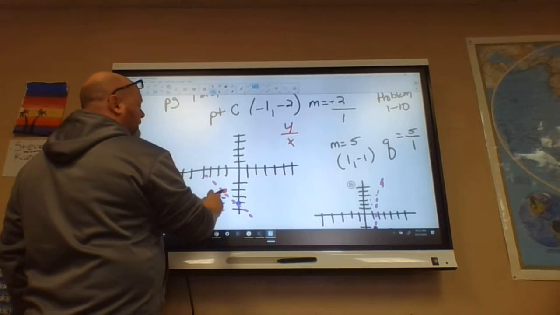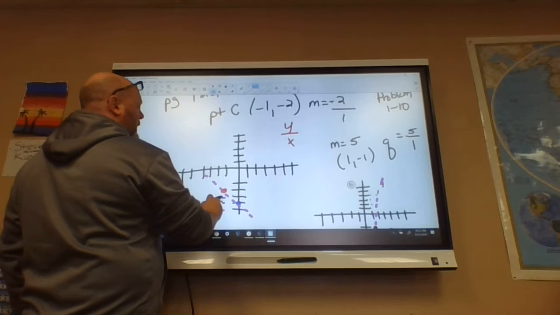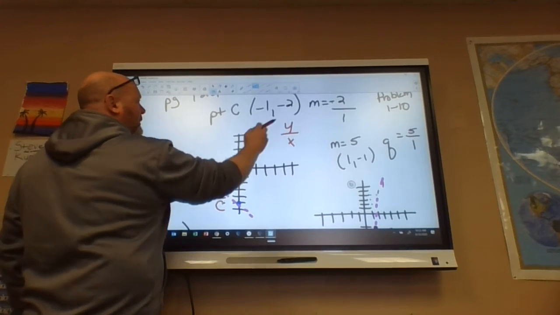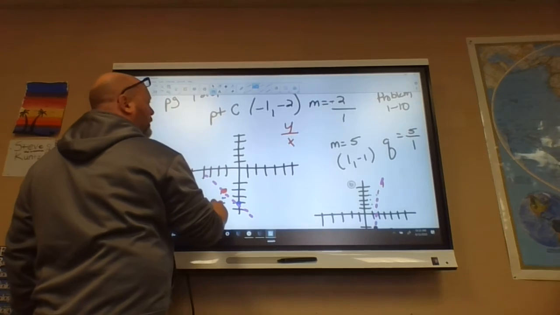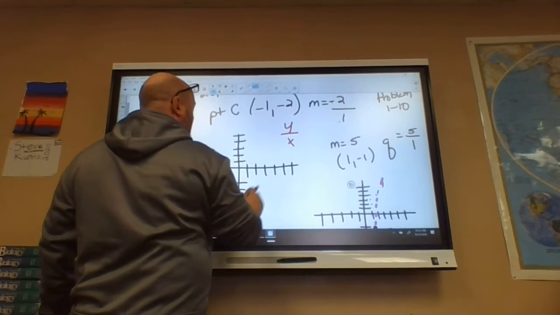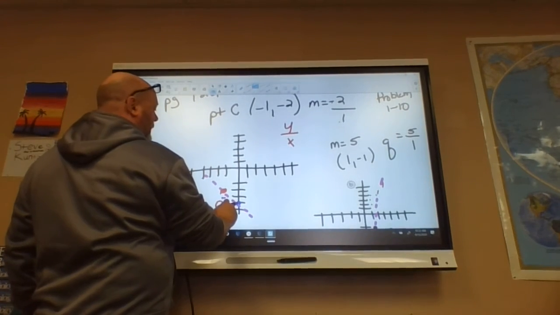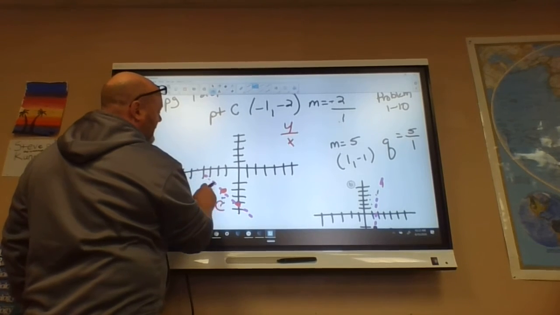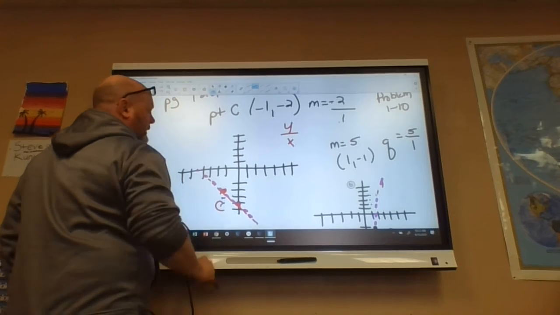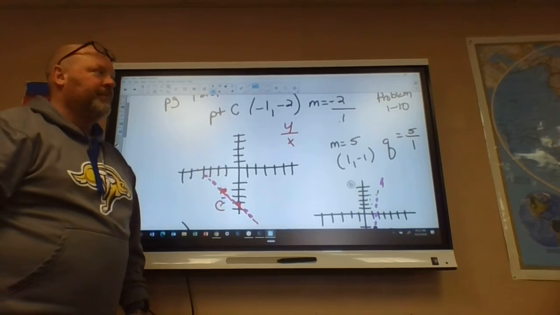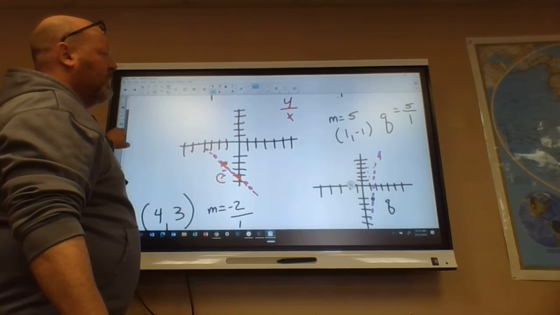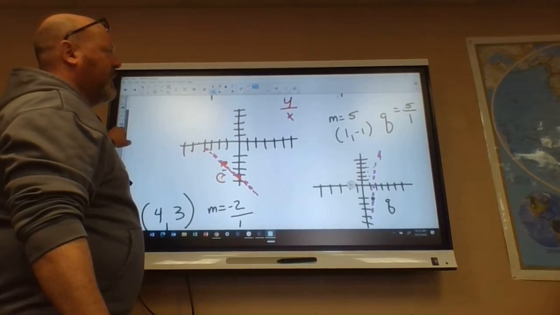So I'm moving -2 down, 1, 2. From my point C, I'm moving down, because this is my slope, -2, and then my 1 is positive, so I'm moving 1 over. Then I plot this point, and then I draw my dotted line through the slope. It looks harder than what it really is, but once you get used to it, it's not so bad.